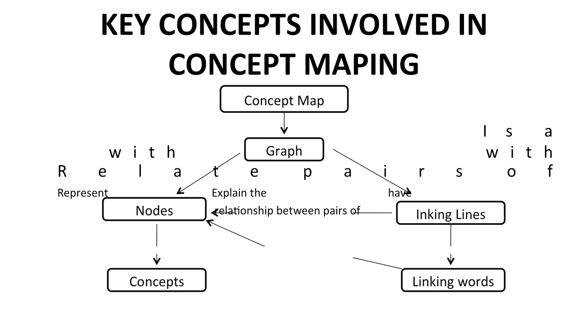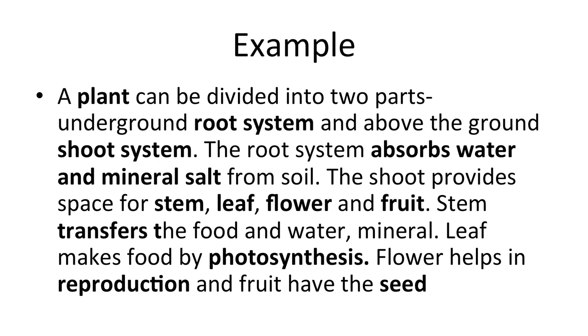And by this, we can see the whole concept map, how it can be used to explain any concept of any subject. In case of science, concept map can be used to show a simple concept like the plant. For example, a plant can be divided into two parts. If we have to explain this by the concept map, how will we do it? First of all, see what I have written: a plant can be divided into two parts, the underground root system and the above ground shoot system. The root system absorbs water and mineral salts from the soil. The shoot system provides space for stem, leaf, flower, fruit, etc. Stem transfers food, water, and minerals.